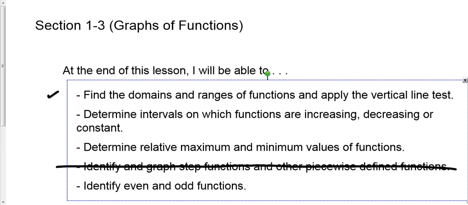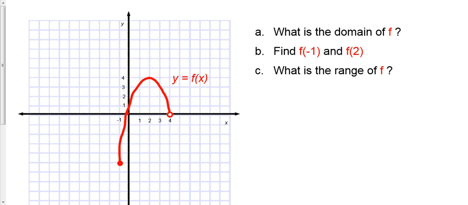So, let's begin. First of all, let's go with reviewing section 2. What is the domain of this function?